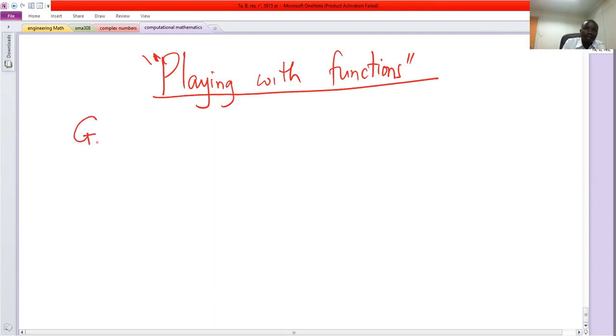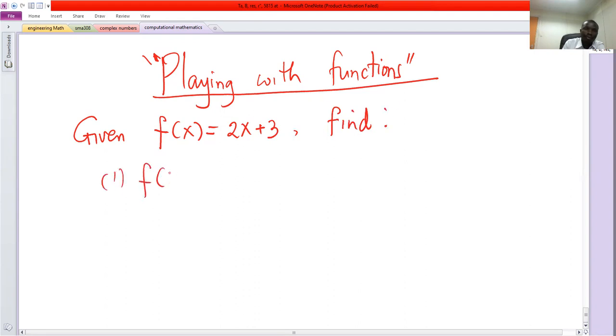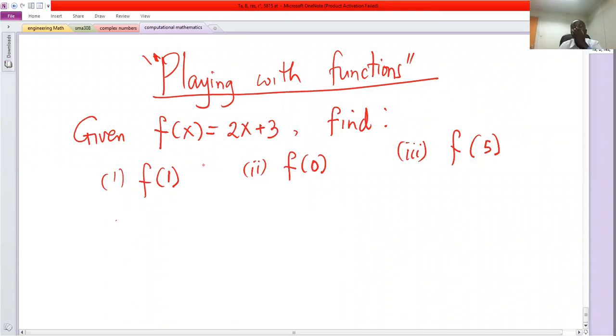Given f of x is 2x plus 3, find 1, f of 1; 2, f of 0; 3, f of 5. So let's solve this one, and then we give more other problems.